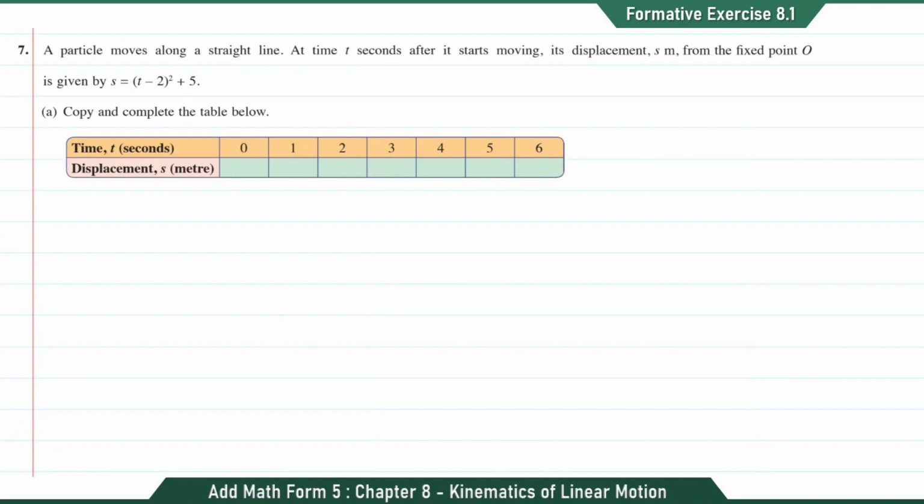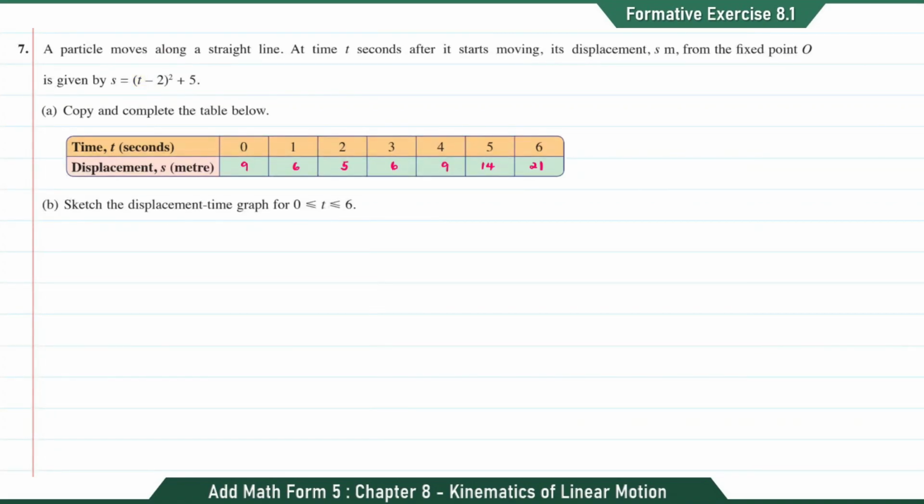Question number 7. A particle moves along a straight line. At time t seconds after it starts moving, its displacement s meter from the fixed point O is given by s equal to (t minus 2) squared plus 5. A. Copy and complete the table below. To complete the table, we just need to substitute the times given into the displacement function. So the answer will be 9, 6, 5, 6, 9, 14, and 21.